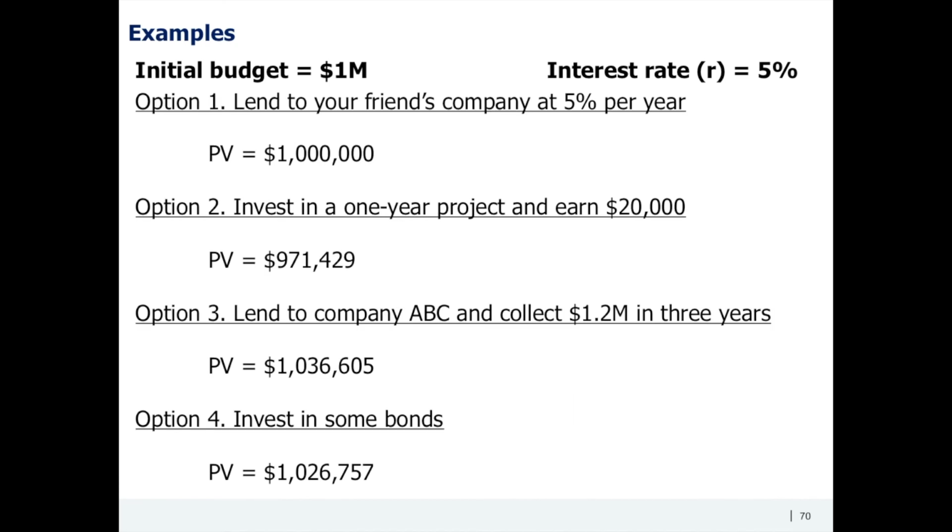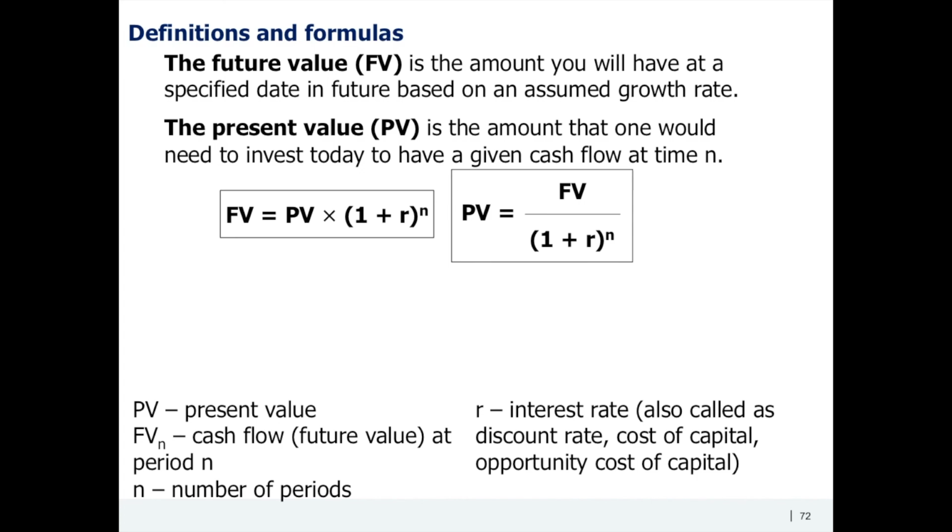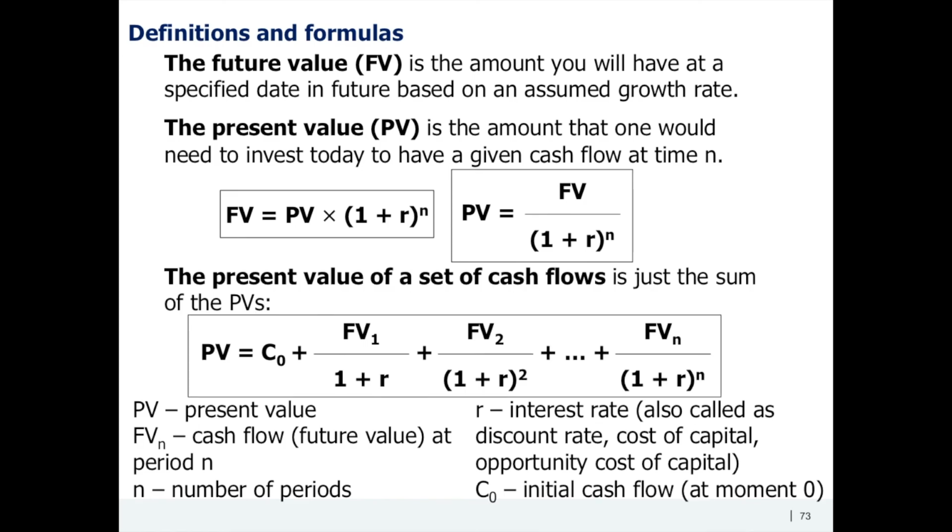However, if you compare all the options, the best option will be the 3rd one as it has the highest present value. Let's now sum up. The future value is the amount you will have at a specified date in future based on an assumed growth rate. The present value is the amount that one would need to invest today to have a given cash flow at time n. You can use these formulas to calculate future value and present value. Remember, if you deal with projects with a stream of cash flows, you should calculate the individual present values of these cash flows and then sum them up to compare projects.